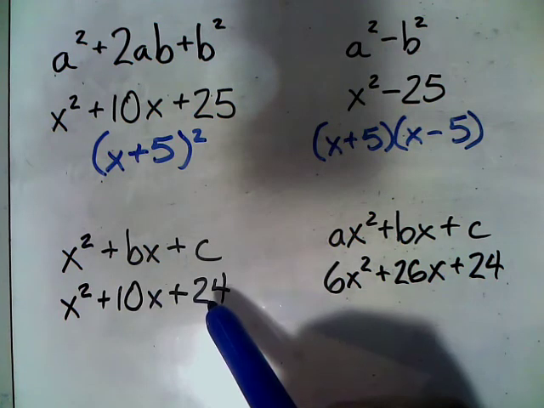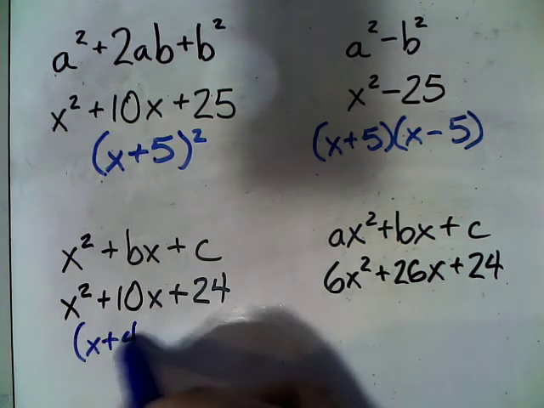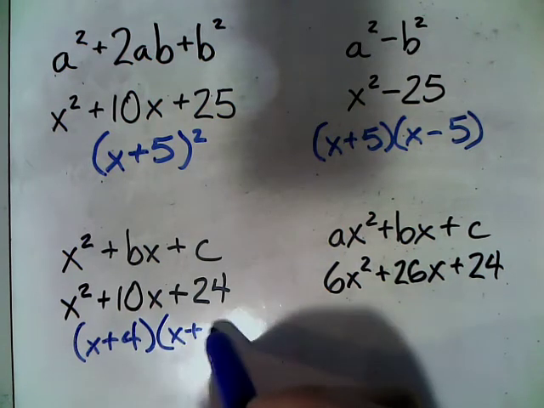So what times what would be 24 that when I add them together would be 10? Well, x plus 4 and x plus 6.